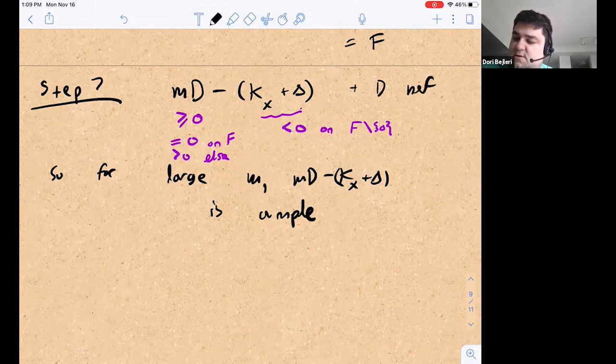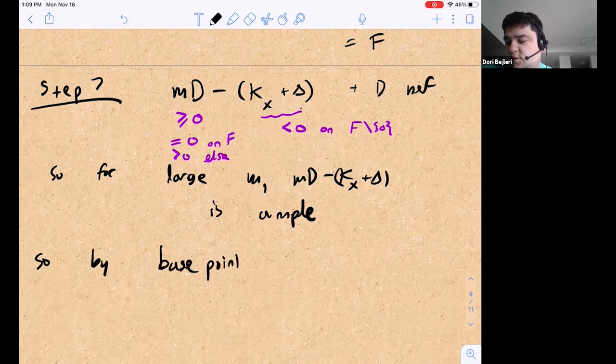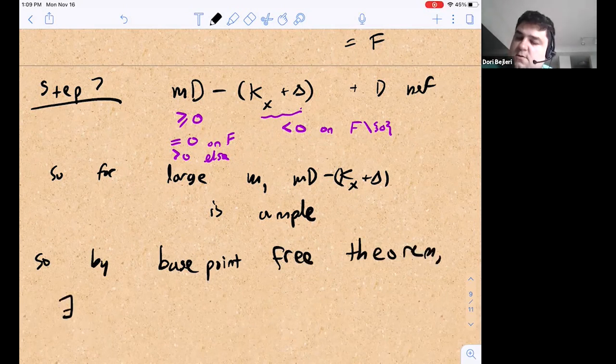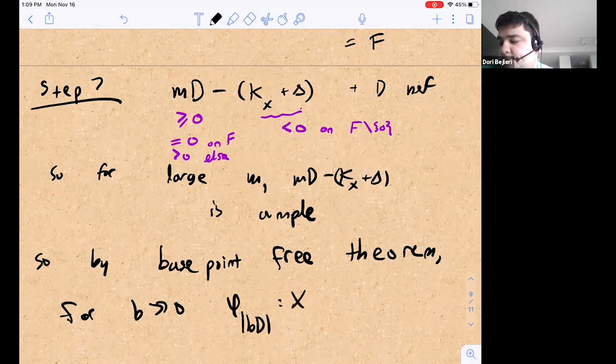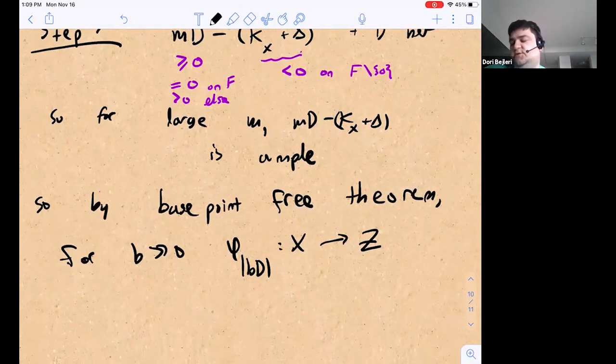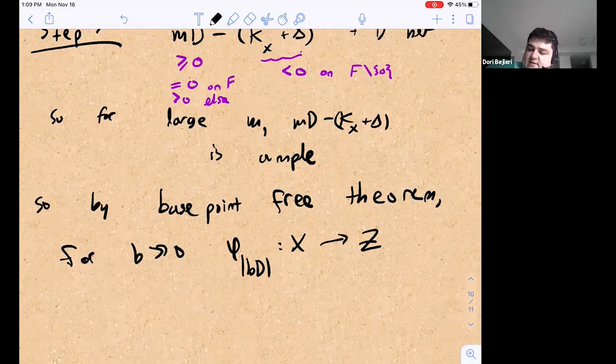So we can apply the base point free theorem. We get that, for B large enough, this linear series is a morphism. Okay, so then in the limit, let's take the limit as B goes to infinity and let Stein factorize.